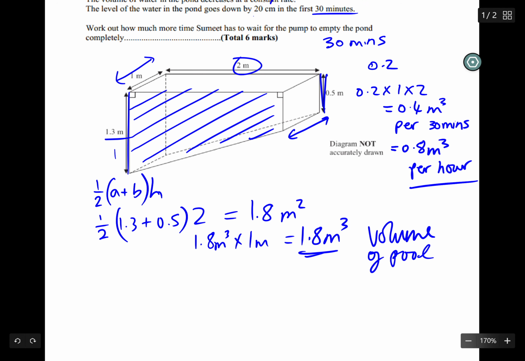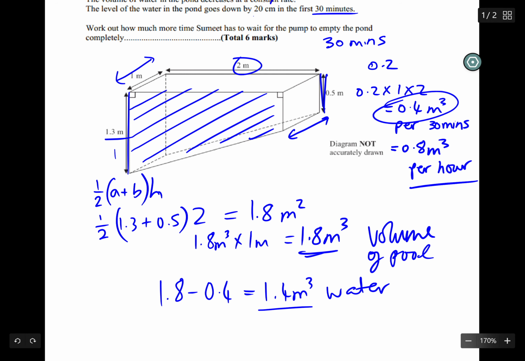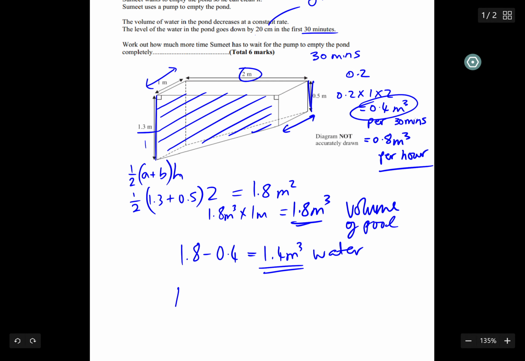And then we know that we've already lost 0.4 meters cubed. So it's 1.8, take away 0.4. So we have 1.4 meters cubed of water left to drain, and we know that this water 1.4 is going to drain at a rate of 0.8 meters cubed. So 1.4 divided by 0.8, and then that will give you, we can simplify that as a fraction, it's just 14 over 8, which then simplifies to 1 3/4.